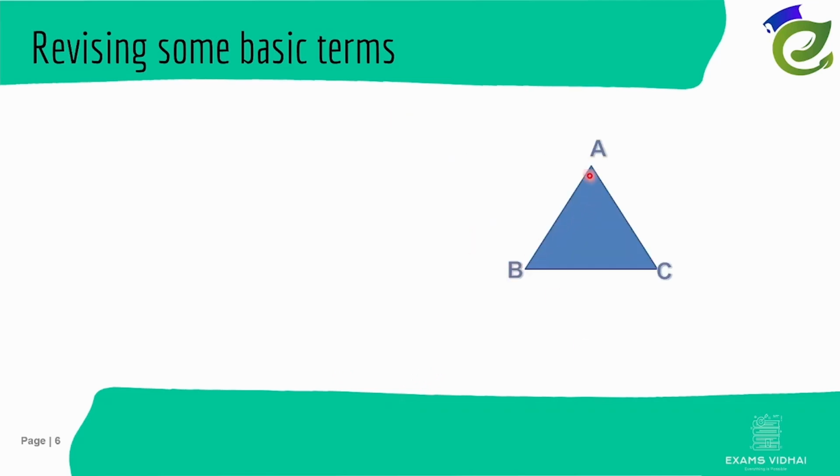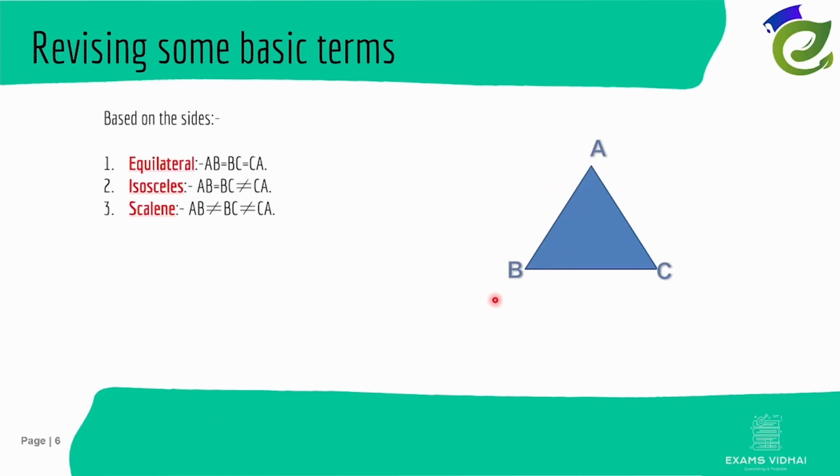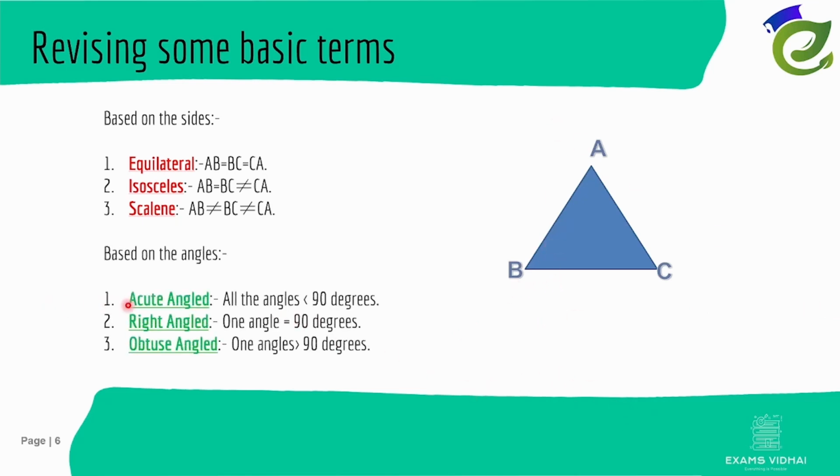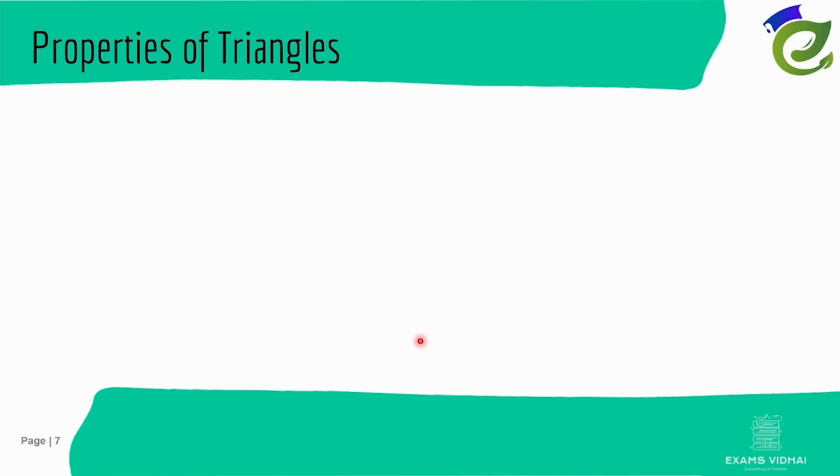Now here we have been given a triangle ABC, and based on its sides we divide it into three categories: equilateral when AB equals BC equals CA, isosceles when AB equals BC but not equal to CA, and scalene when AB, BC and CA are all unequal. Based on angles, it's again divided into three categories: acute angle when all the angles are less than 90 degrees, right angle when only one angle is 90 degrees, and obtuse angle when one angle is greater than 90 degrees.